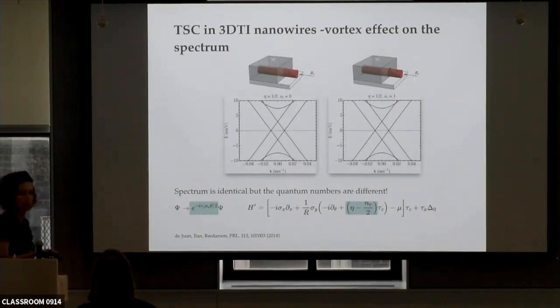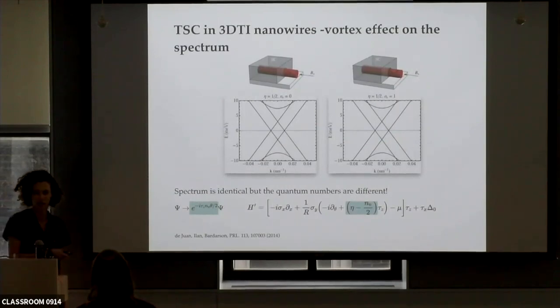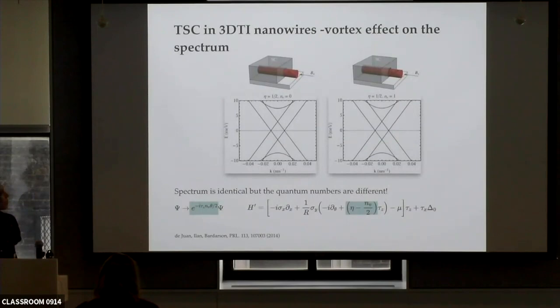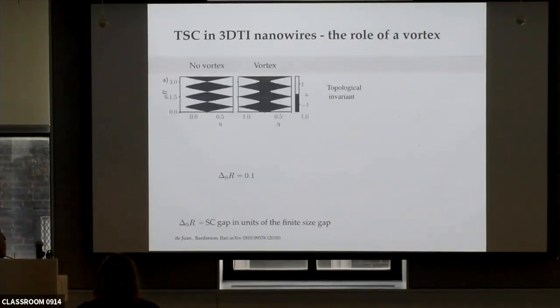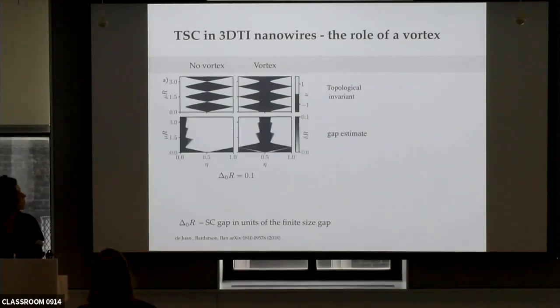This shifts the angular momentum state from being half integer to integer, and allows you to match particle and hole states at the chemical potential and pair them. Okay, so before we go into that more deeply, I want to correlate this phase diagram of the topological invariant with the gap. Here's the information of the gap, and you can clearly see the difference, okay?